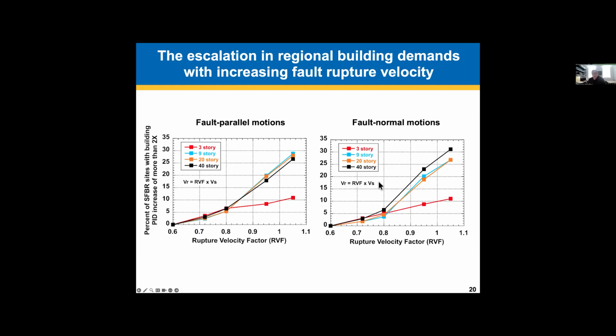Interestingly enough, we didn't exactly expect this, but you see that the trends in the fault normal and fault parallel are very, very similar. There's a lot of discussion and I think a predominance that the fault normal motions tend to be more dominant in terms of damage. This indicates not necessarily so. We have to look at this a little more carefully.